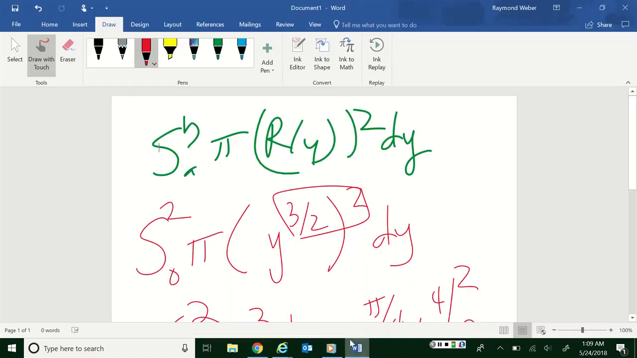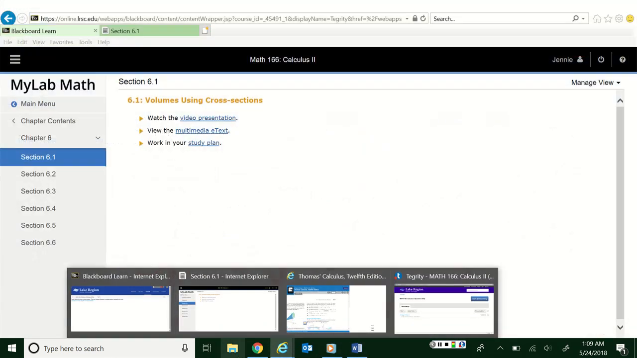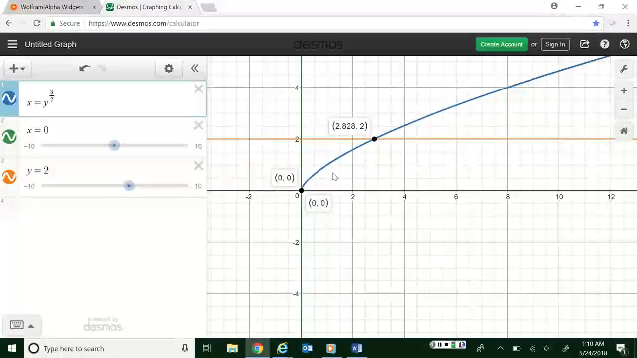But disk method, we know the formula. Make sure you find the right screen here and draw the picture, because that's how you're going to find your limits of integration. It's really hard to find the limits of integration unless you draw the picture. And with something like Desmos, which gives you a nice big view, I mean, you can certainly do this on your graphing calculator, but this is where I really like Desmos because it's really easy to see it. I can zoom in, I can get all the pieces, and I like that when I'm doing something like this.